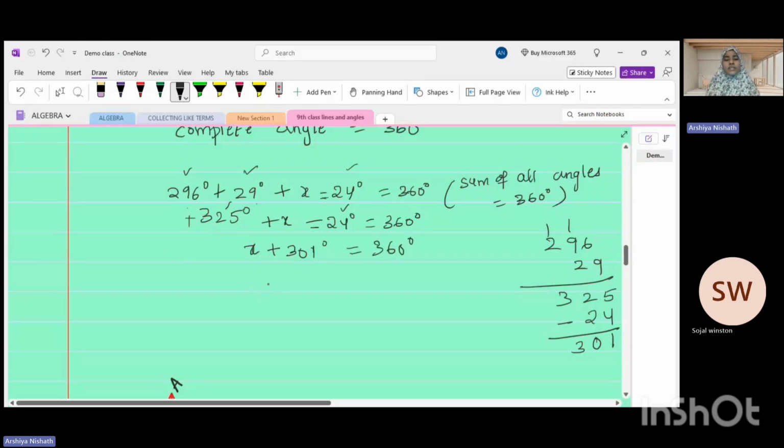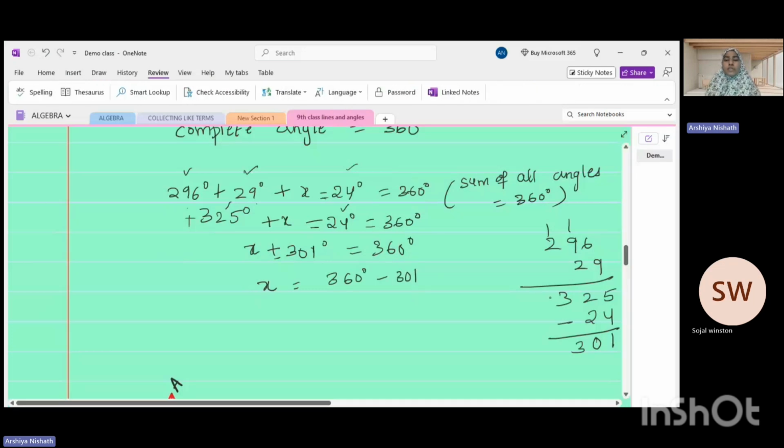I want only x. Now we said whenever the plus goes that side, it becomes minus. So it will be 360 minus 301. That's it. Quickly do that, 360 minus 301. Subtract it and tell me the answer. So 0 minus 1 we cannot do. So it is 10 minus 1, it is 9. This has helped it.